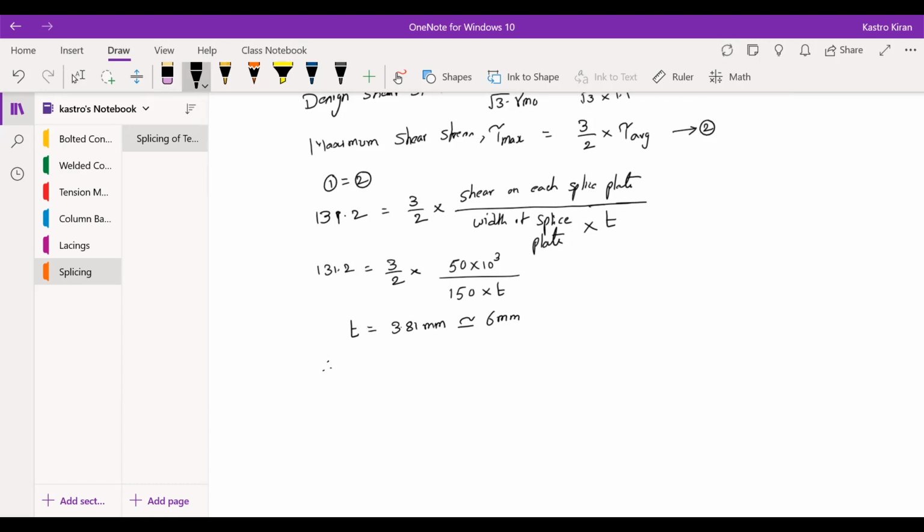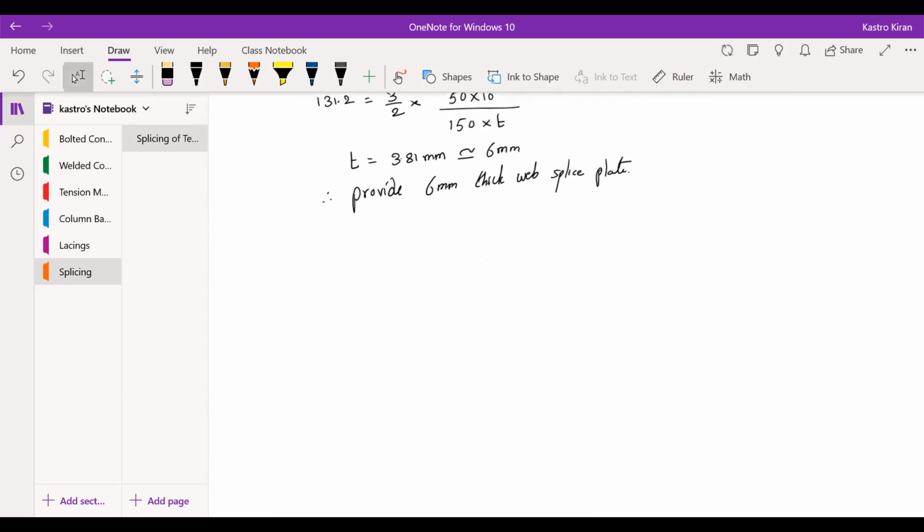So therefore, provide 6 mm thick web splice plate. So now you have designed the web splice plate also. Now you have to connect this web splice plate. So the next step, the fourth step, can be design of connection.